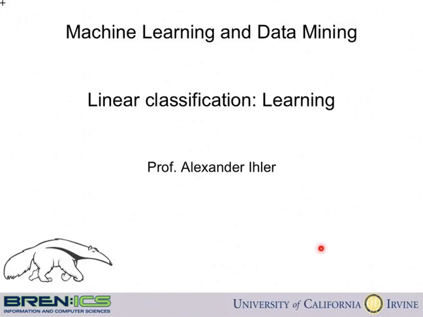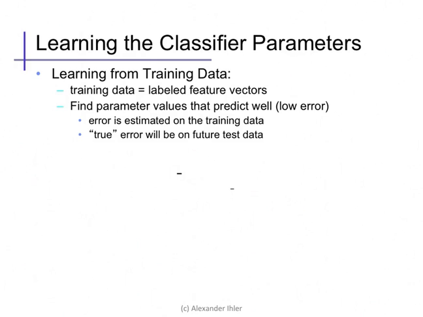Now let's turn our attention to some methods for learning the parameters for a linear classifier. In learning, we're given a collection of training data, or labeled examples that show the desired relationship between the observed features and the target. Our goal will be to find a set of parameters that predict well, both in training error, the performance on the training examples, and in the future on unseen data.